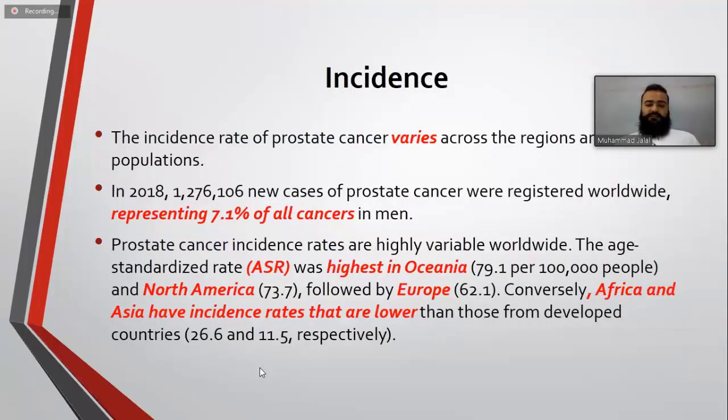Incidence. The incidence rate of prostate cancer varies across regions and populations. Prostate cancer incidence rates are highly variable worldwide. The age standardized rate was highest in Oceania, 79.1 per 1 lakh people, and North America, 73.7 per lakh people, followed by Europe, 62.1 per lakh people. Conversely, Africa and Asia have incidence rates that are lower than those from developed countries, which are 26.6 and 11.5 respectively.